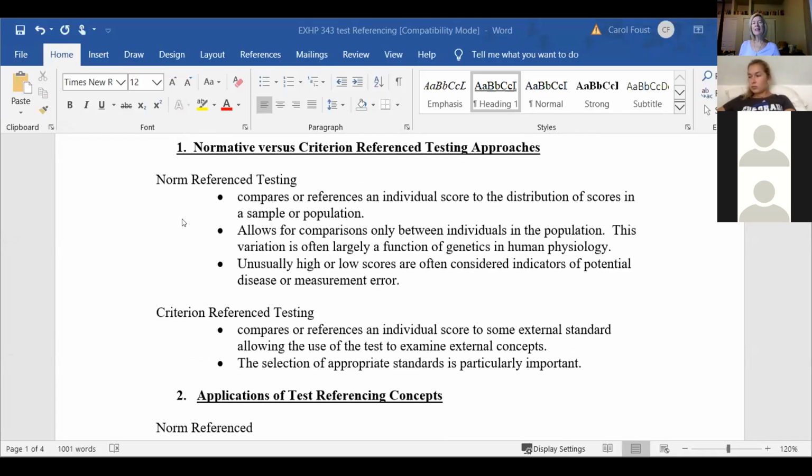So a norm referenced test would compare or refer individual scores to an average of a sample or population, okay? So this is where we would compare individual scores to an average of another group, either a sample or a population. So we would be comparing against the norm. Criterion referenced testing is when we compare individual scores to an external standard.